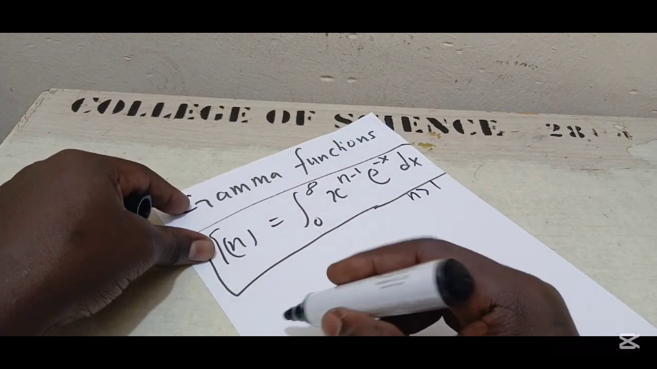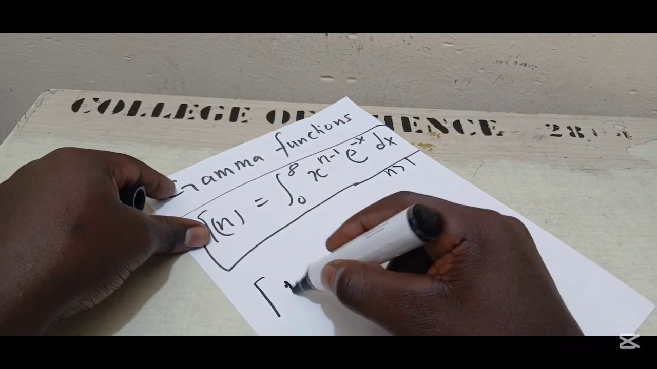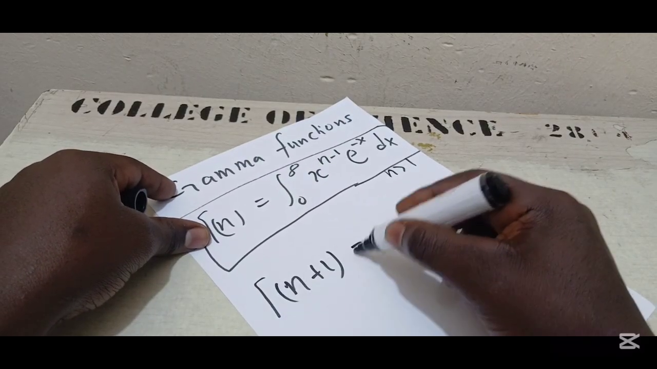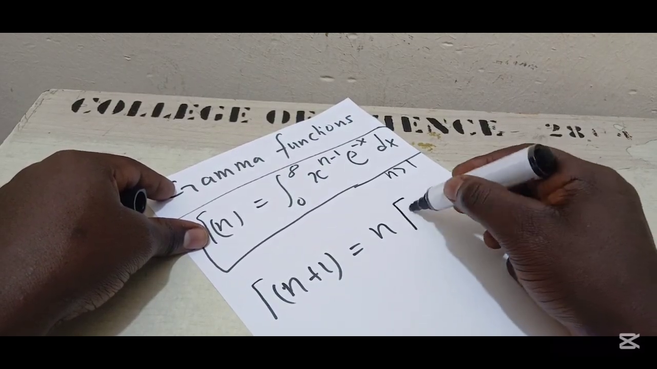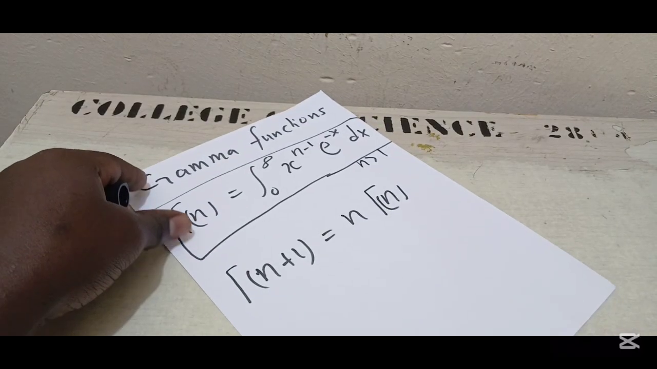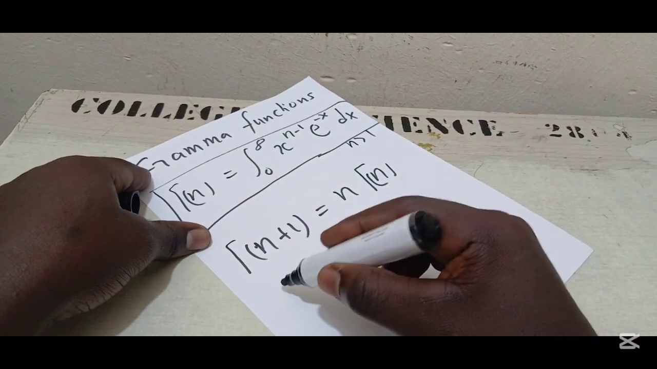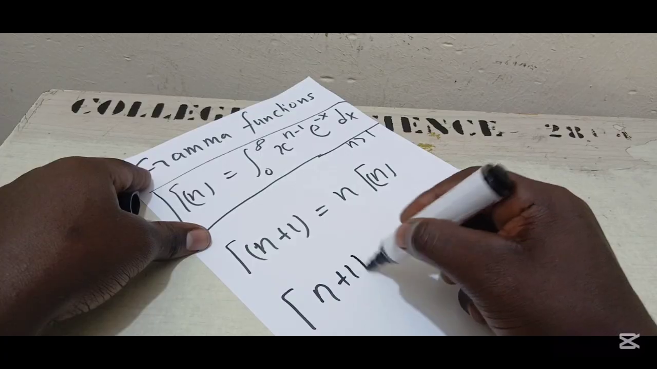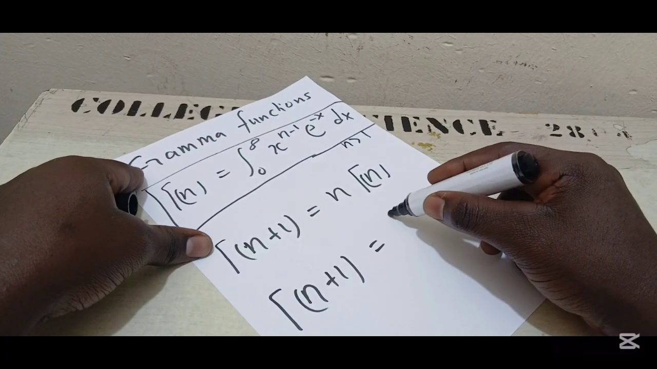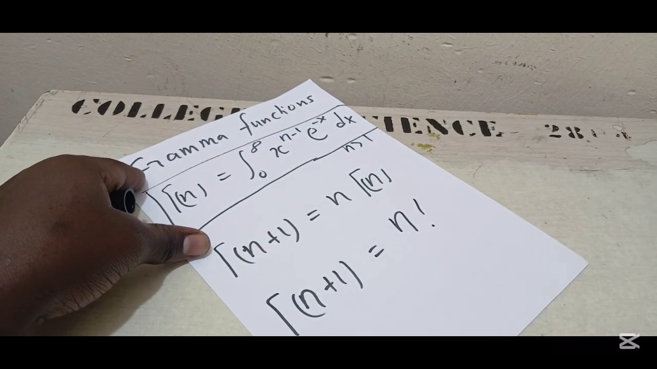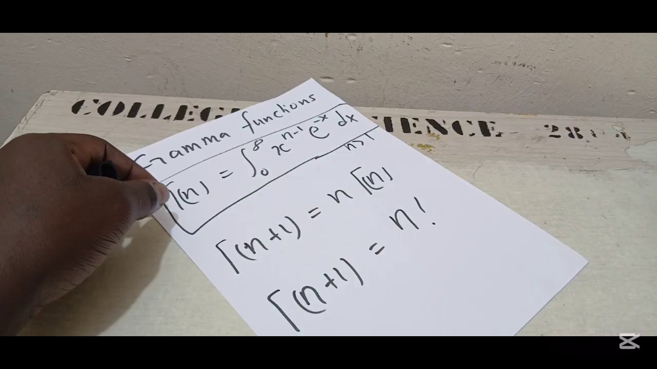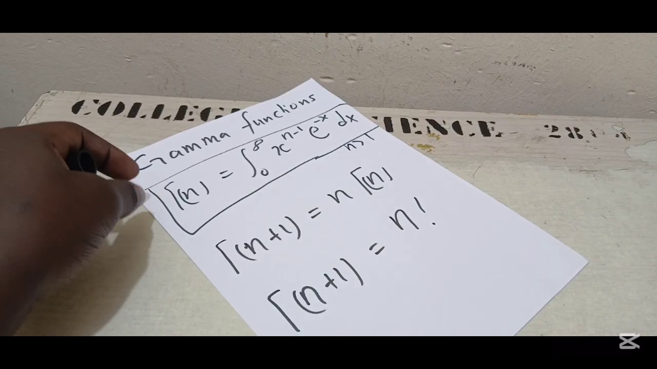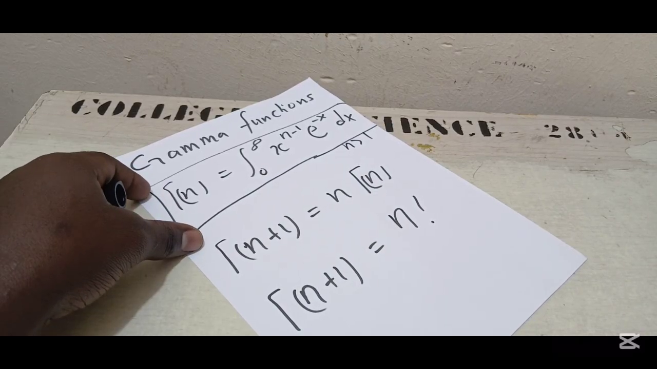And we have gamma of n plus 1 equals n gamma n. That is another formula you need to know. Gamma of n plus 1 should also give us n factorial. Like I said earlier, we are not going to be proving these formulas in this video, but you can check those proofs out.